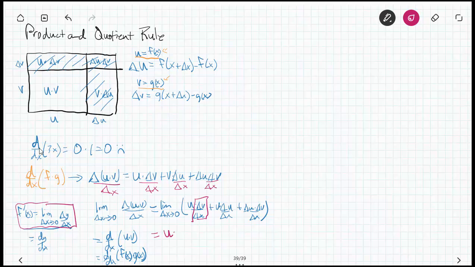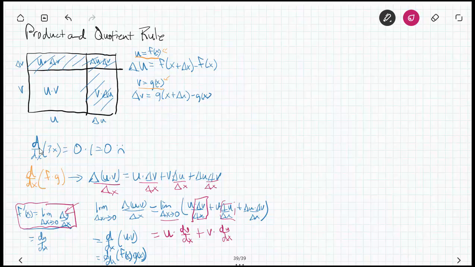So I can write this as u times, well, what would that be? This would be dv over dx plus, similarly, the limit of the sum is the sum of the limits. So I can distribute this limit across. This is going to be v times du over dx, right? You see what I'm doing here? That v is a constant as far as this limit is concerned. This guy, according to this definition, is just du over dx.